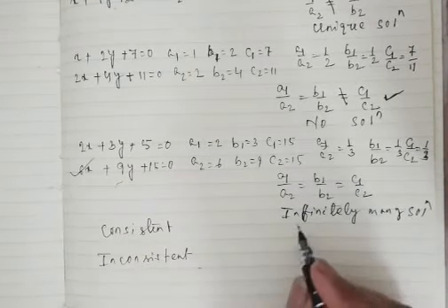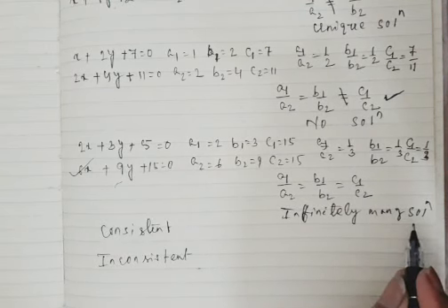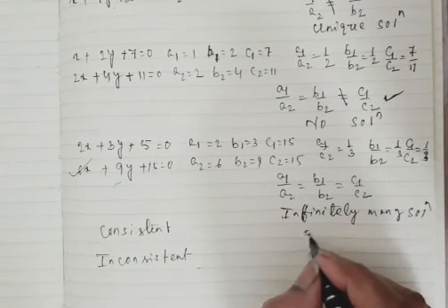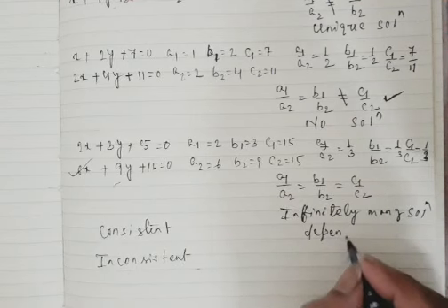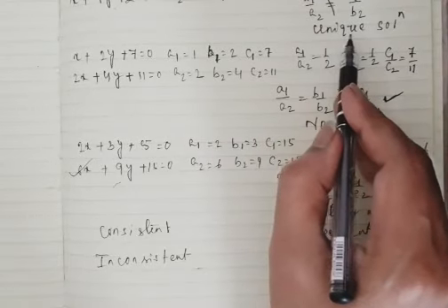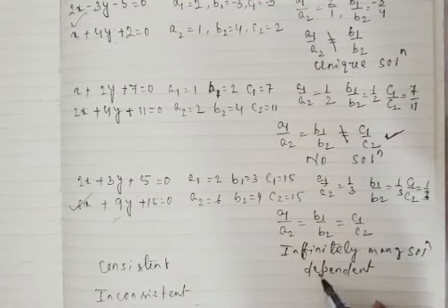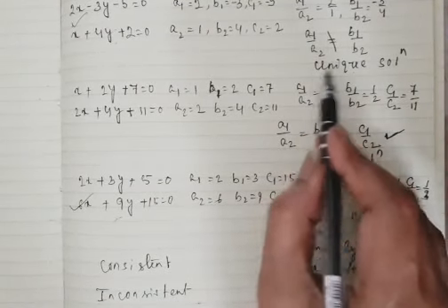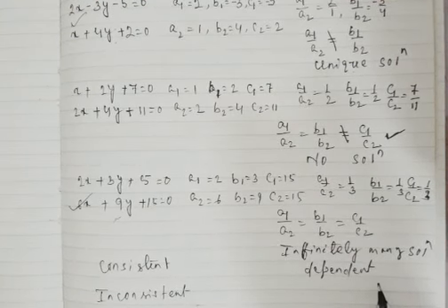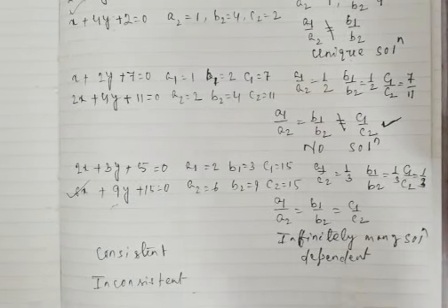Again, whenever they have infinitely many solutions, they are consistent in nature, but we say they are a dependent pair of linear equations, and the unique solution case is an independent pair of linear equations. Both are consistent, but one is independent and here they are dependent. So this much for today. Okay, bye.